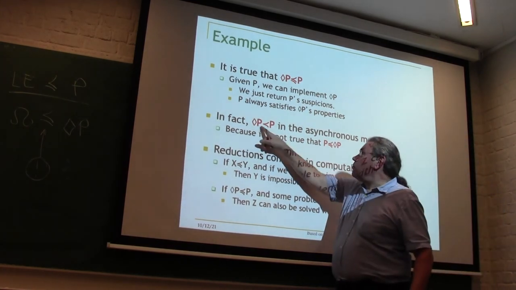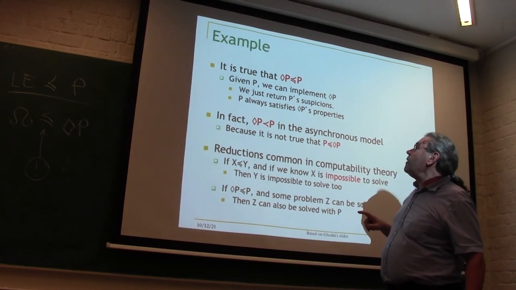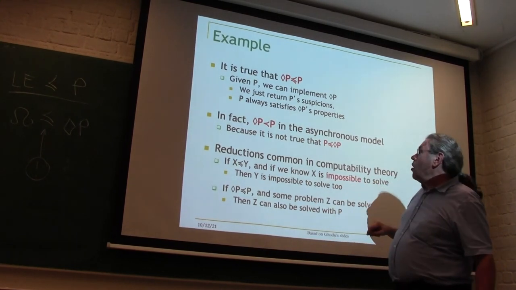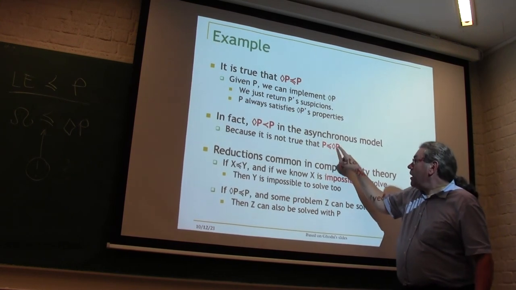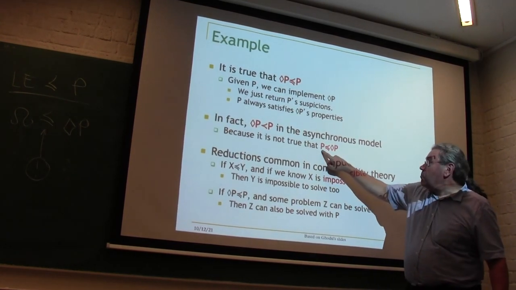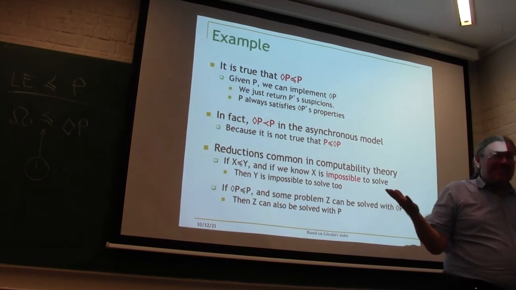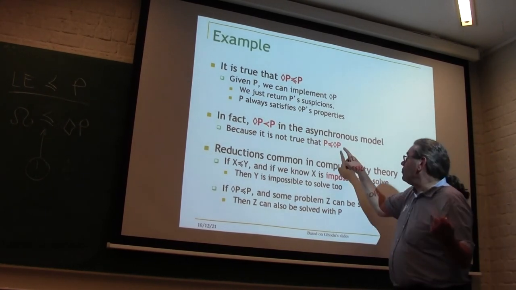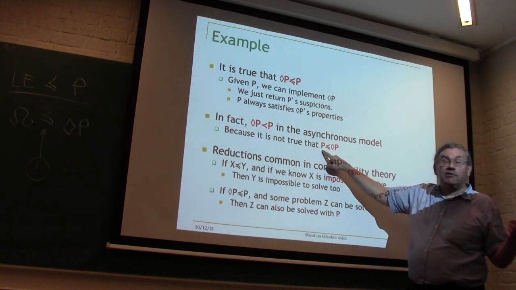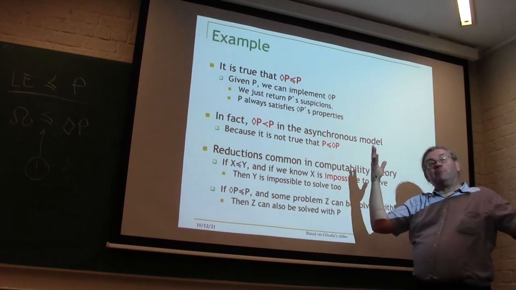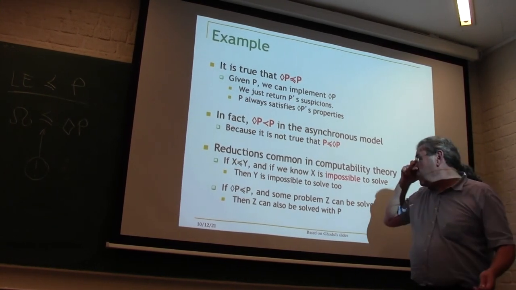In the asynchronous model, eventually P is strictly weaker than P. We can use P to implement eventually P, but we cannot use eventually P to implement P. That's reasonable, huh? Eventually P can make mistakes, and P does not make mistakes. There's no magic way to get rid of the mistakes. That's something you can prove. Otherwise, life would be so great, but that's not possible.